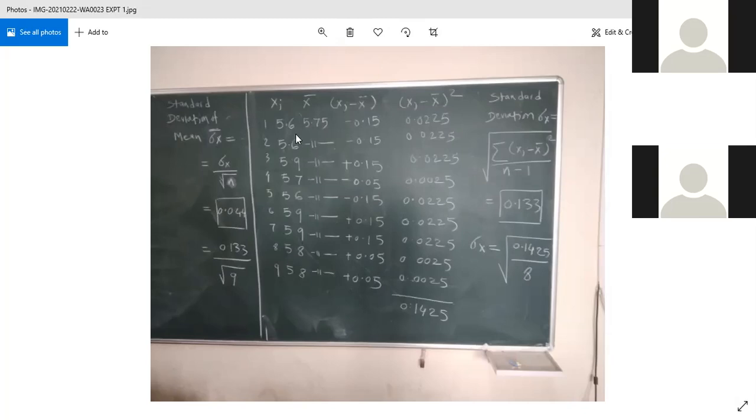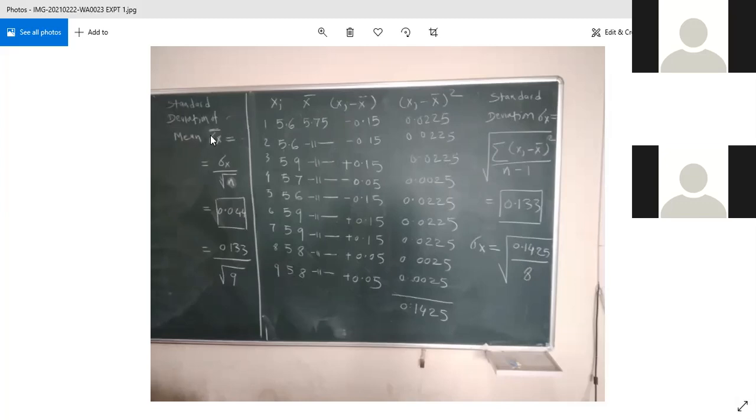These are the different readings, xi replicas. This is the mean of all the readings. Mean means we have added all and divided by 9, so you get the mean 5.75 for all of them. Then we did xi minus x bar, took the square of this and added it. Then the standard deviation is sigma x, the summation of (xi minus x bar) whole square divided by n minus 1. So 0.1425 divided by 8 gives your standard deviation.